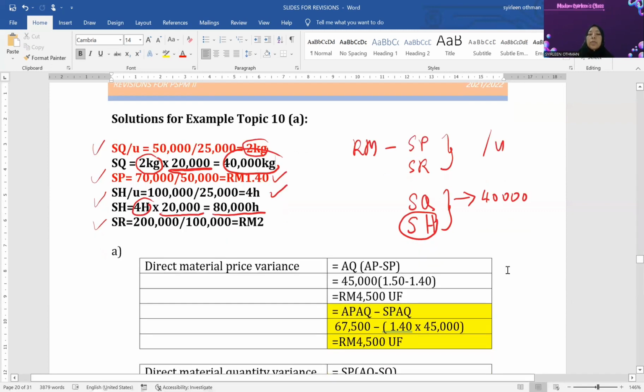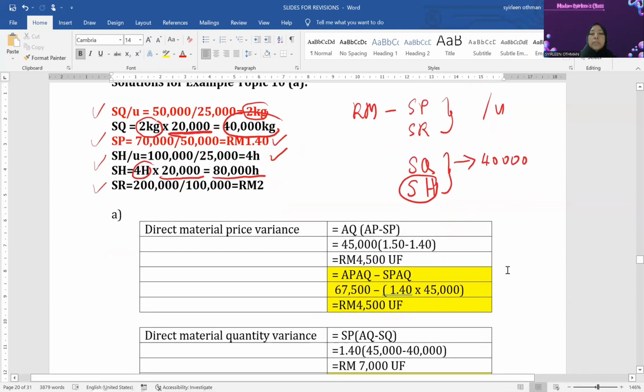So in your question, you can either use this, that means we first find AQ, AP and SP and substitute them into the equation. But you can also use the expanded version, where we take AP times AQ and minus SP times SQ to get the answer. The answer will still be the same. It doesn't matter. So this is how you go about with topic 10.